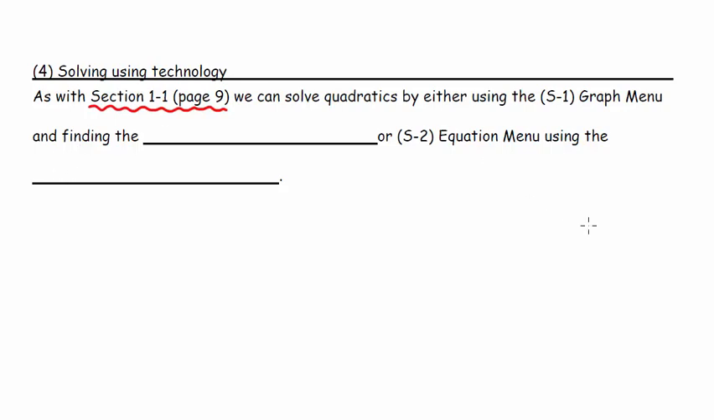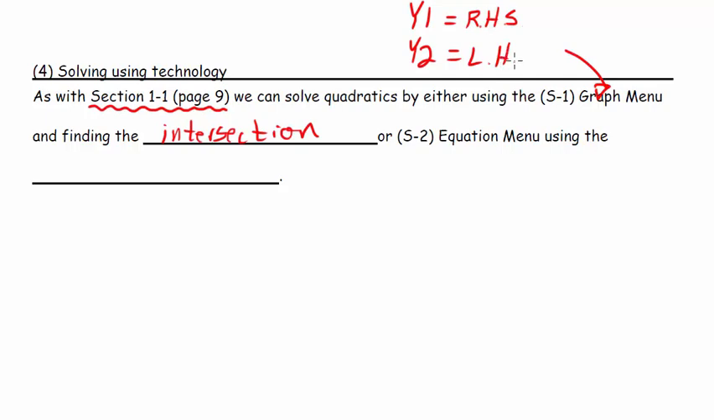So we can solve this either using our graph menu and finding the intersection, right? And to do this strategy in y1, we might put the right hand side of the equation, and then in y2 we're going to put the left hand side of the equation. And then to find out where those equal, we find the intersection. The only tough part about this strategy is finding a window in which we can see the intersection, because if it's not in our window, the calculator won't find it.